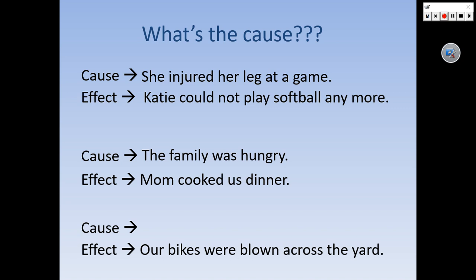Okay, and the last one says, our bikes were blown across the yard. What could the cause be for that one? And this one says there was a huge windy storm. Yep, so that could be the reason why they were blown across the yard.